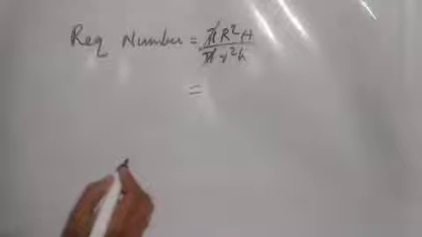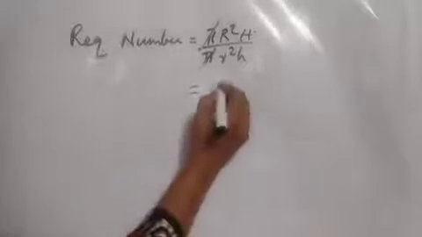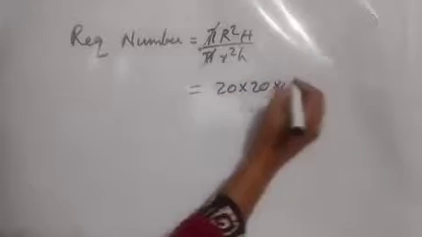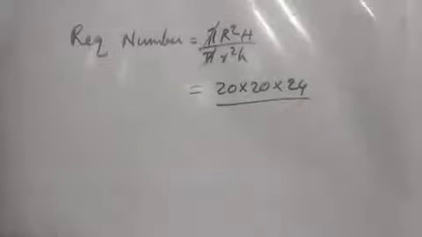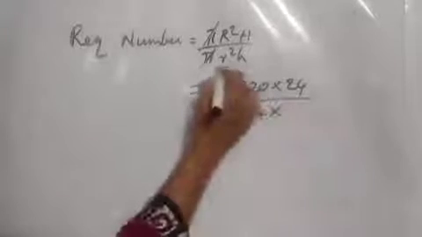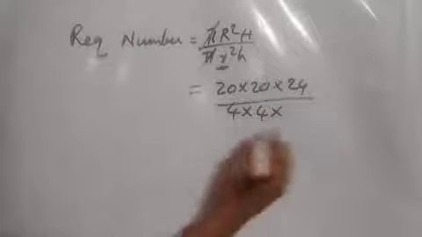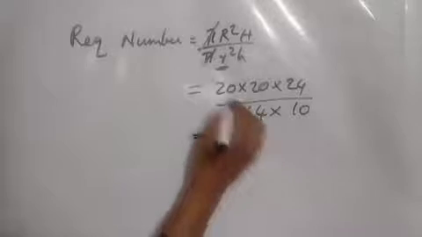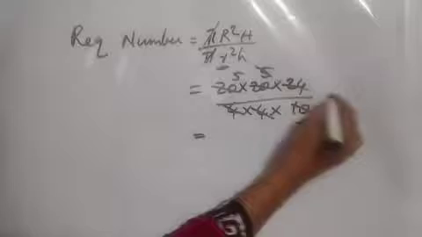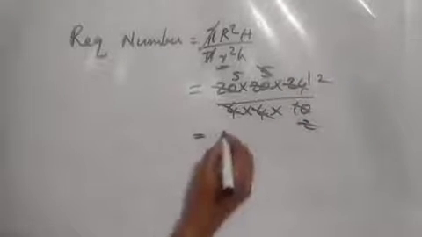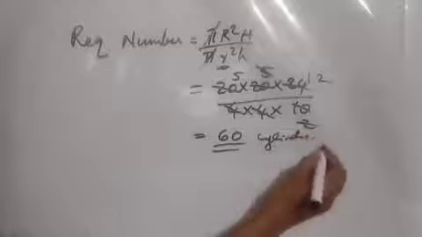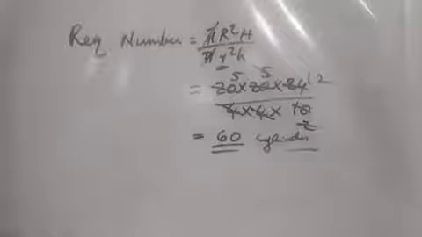R of the large cylinder is 20, so 20 square, that is 20 into 20, and height is 24, divided by small letter r is 4 centimeter, so 4 square means 4 into 4, and h, height of the smaller cylinder, is 10. Okay, 5 fours are 20 and 5 twos are 10, 12, so 12 into 6, 60 cylinders. How many cylinders we need? 60 small cylinders we need for that.